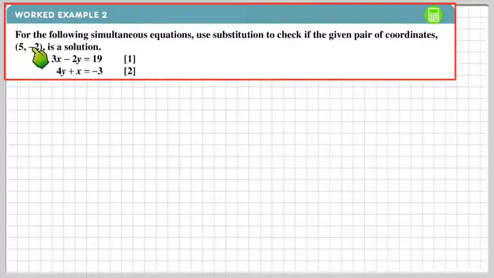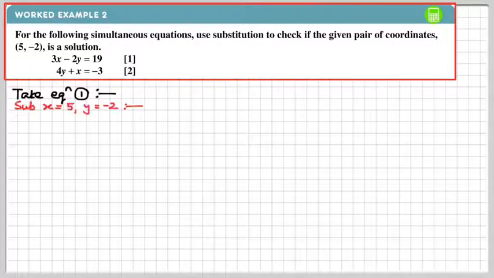We have to see if this value of x and this value of y works in this equation and in this equation. So we have to see if 3 times 5 minus 2 times -2 comes to 19, and whether 4 times -2 plus 5 comes to -3. Now, I'll bet you it does. Take equation 1, let's test.